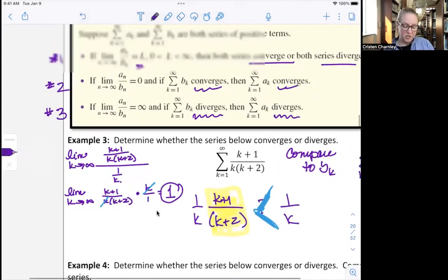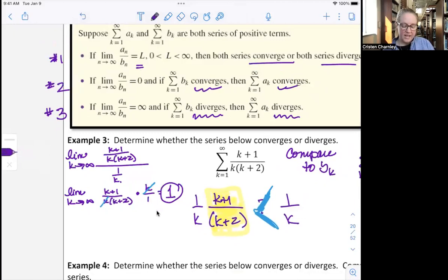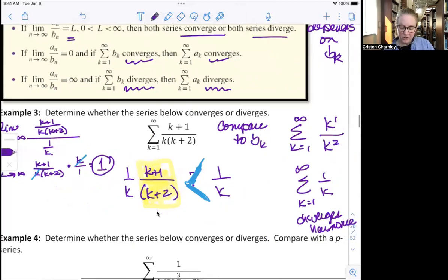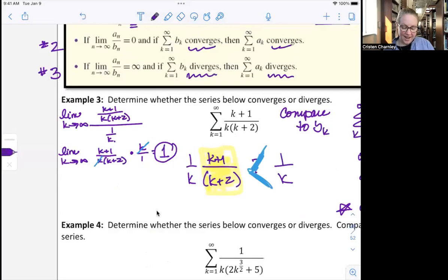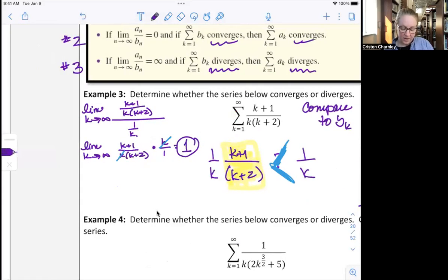So that takes me to situation number 1. The limit as n approaches infinity of a sub n over b sub n equals L, a non-zero number and also non-infinity, and both series either converge or diverge. Well, because B diverges, we can now say A diverges by the limit comparison test. So we'll say the sum from k equals 1 to infinity of (k plus 1) over (k plus 2) diverges by limit comparison.